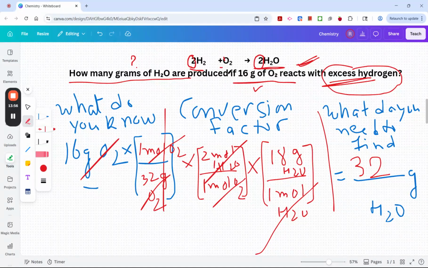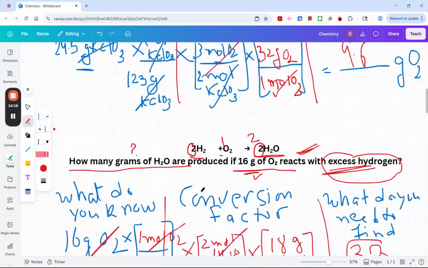We used 16 grams of oxygen. The molar ratio is 1 to 2, meaning you use 1 mole and you produce double the amount of water. So it's clear: 16 grams of oxygen gave you 32 grams of water. Alright, I hope it cleared your concepts or doubts on how to do stoichiometry calculations.